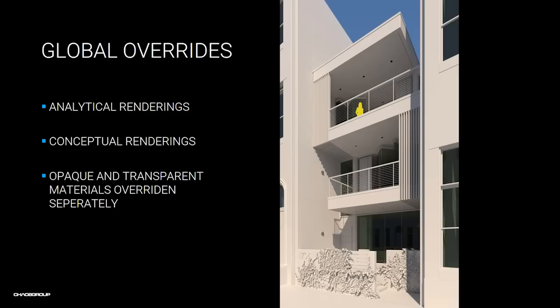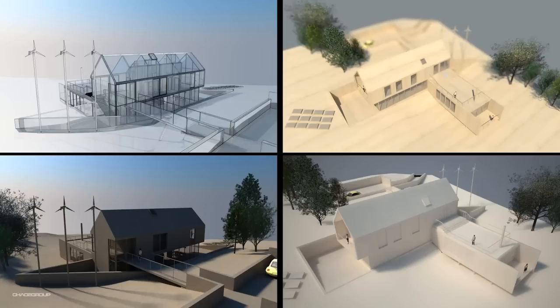But it's very quick and easy, and all you simply need to do is set one material for your opaque materials and one material to replace all your transparent materials. And here are a few examples that we created that were done pretty quickly with the basic sample scene.